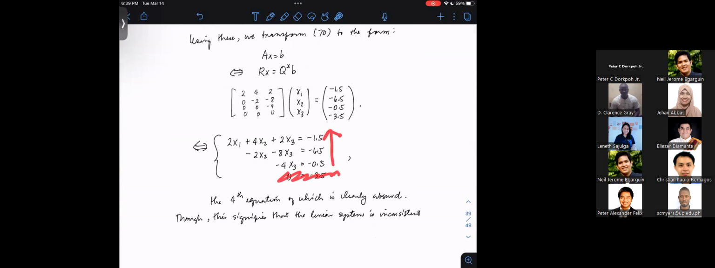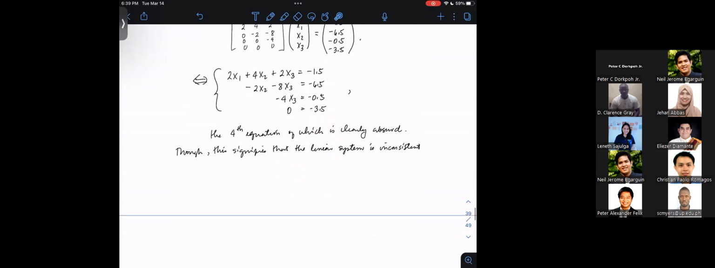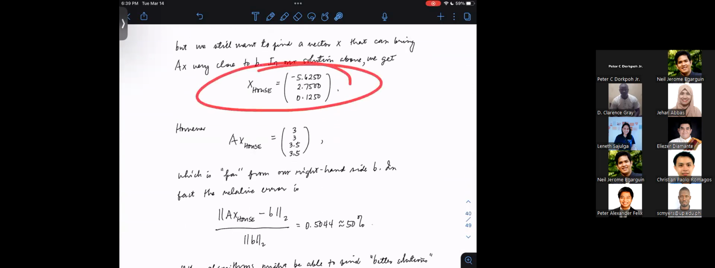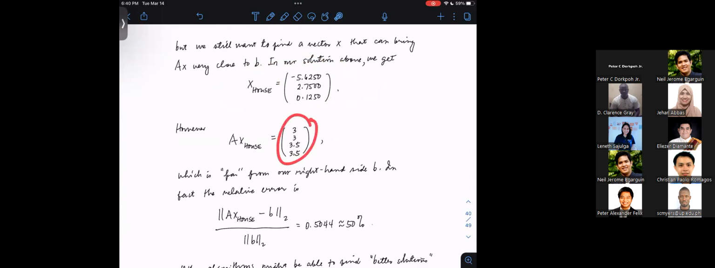You do backward substitution in the first three equations, and the solution that you'll get is this guy, right? Which is not that good. Why? Well, if we compute A times the solution that we got, I called it X sub house here to stand for the solution from the Householder method, we will get 3, 3, 3.5, 3.5. But remember, our target here should be 2, 4, 6, 1. But again, we know that that's impossible to happen. The best QR factorization can give us is 3, 3, 3.5, 3.5, right?